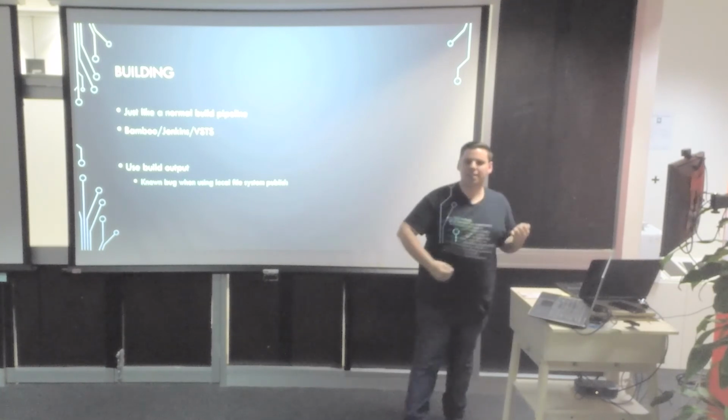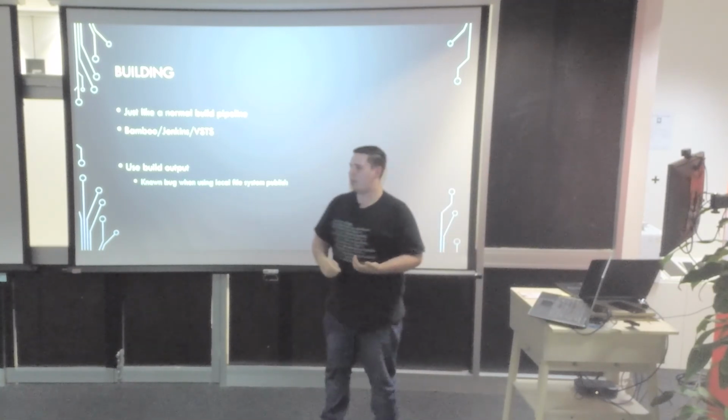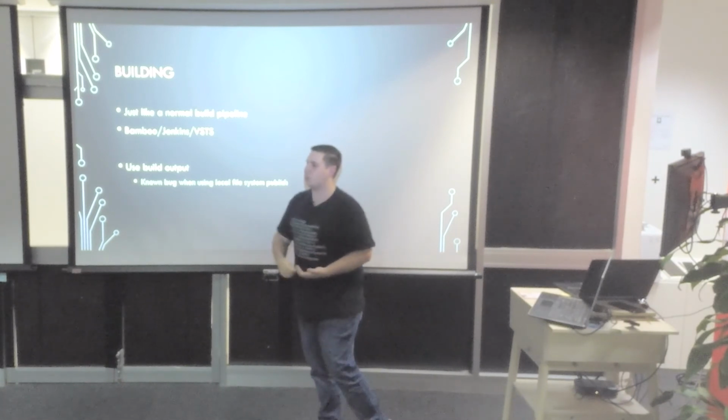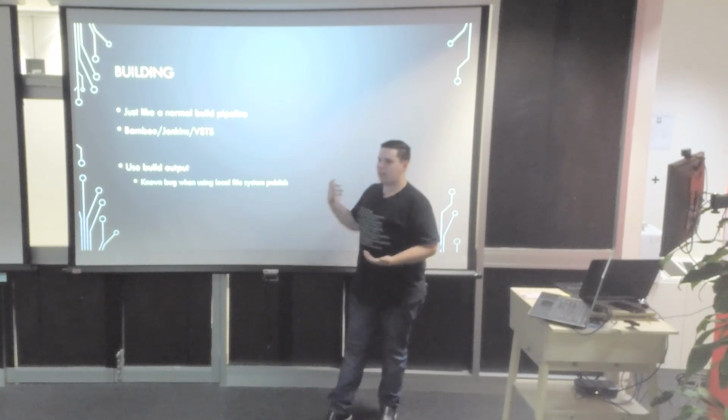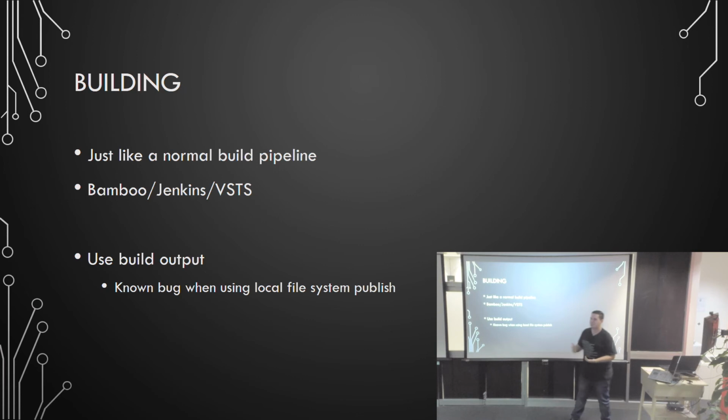Bamboo, Jenkins, VSTS, there's a whole lot of stuff out there. The nice thing is anything that can deploy to a web app can automatically deploy to functions. So if you've got, say for example, an Octopus deploy component that can deploy to a web app, you can use that already for functions. They're exactly the same thing.